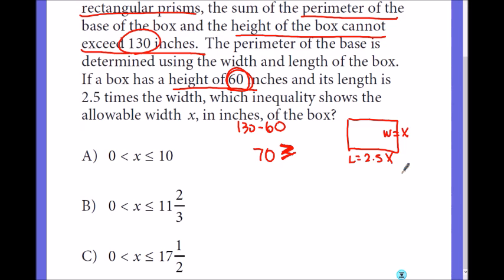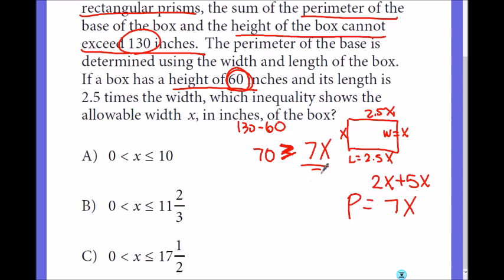So what's the perimeter of this? If this is x, this is x, and this is 2.5x. So when you add it, x plus x is 2x, 2.5x plus 2.5x is 5x, so it is 7x total. So 7x is the perimeter of the base.